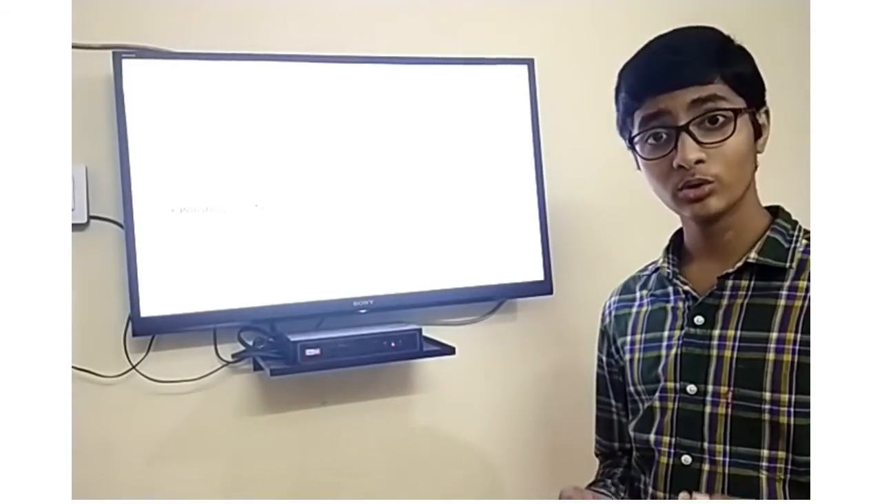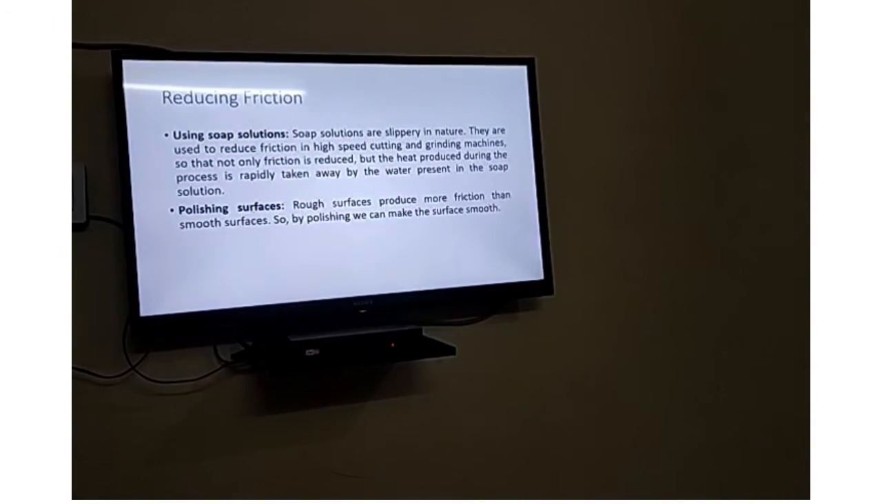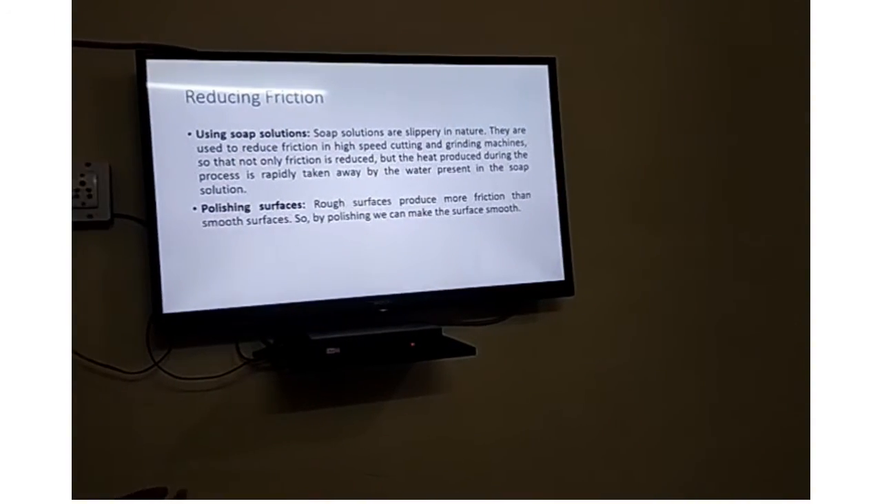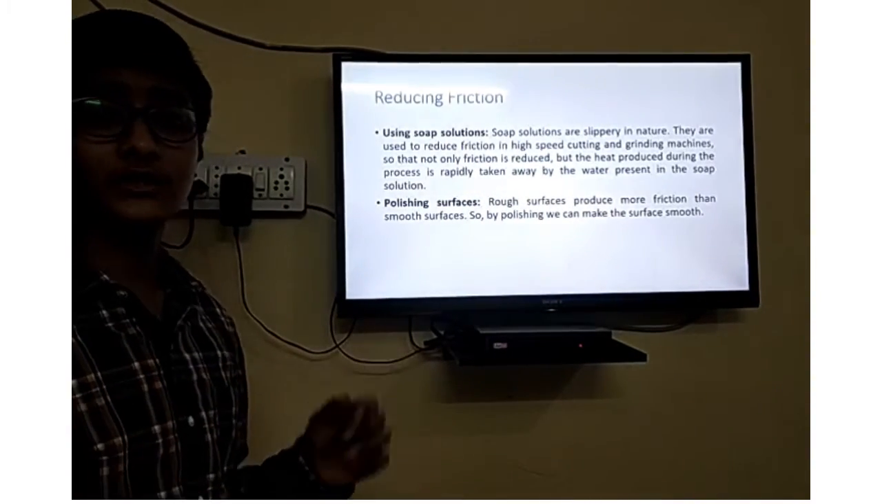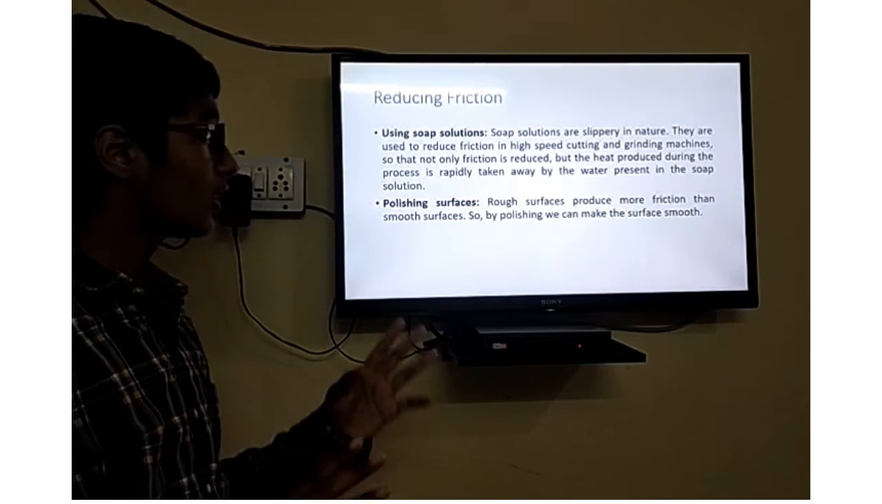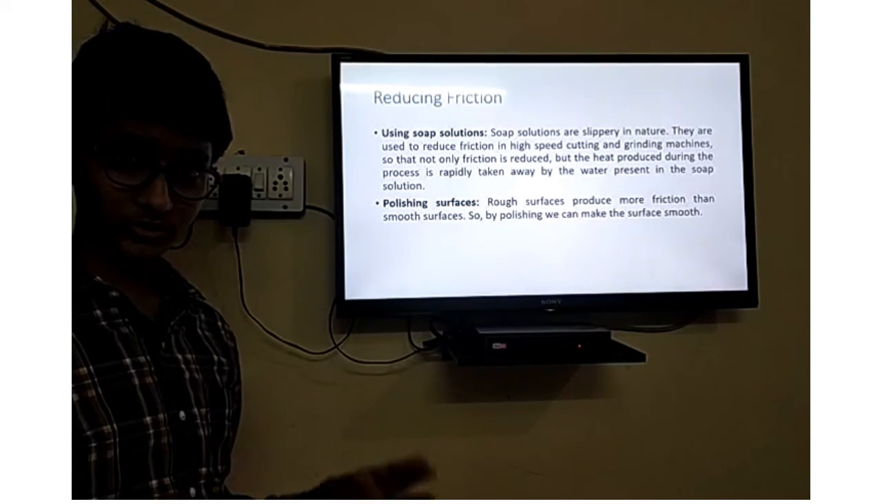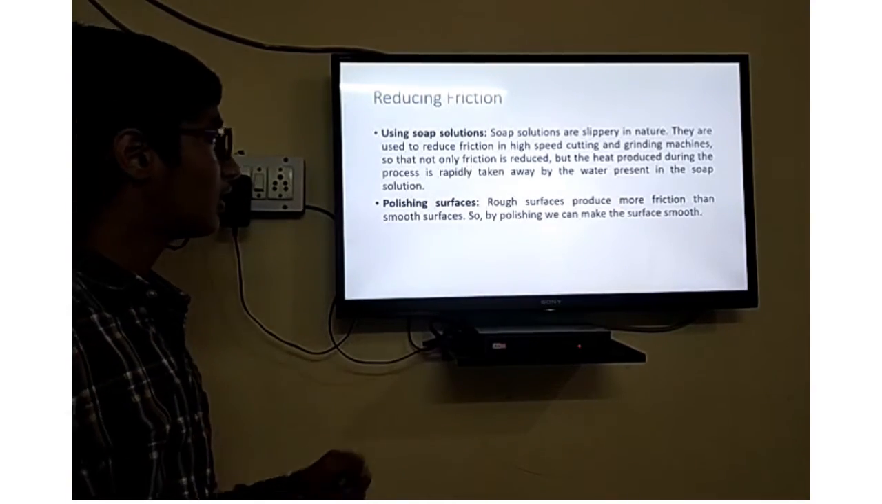Another method to reduce friction is by using soap solutions. Soap solutions, as we all know, are slippery in nature. They are used to reduce friction in high-speed cutting and grinding machines, so that not only friction is reduced, but the heat produced during the process is rapidly taken away by the water present in soap solution.